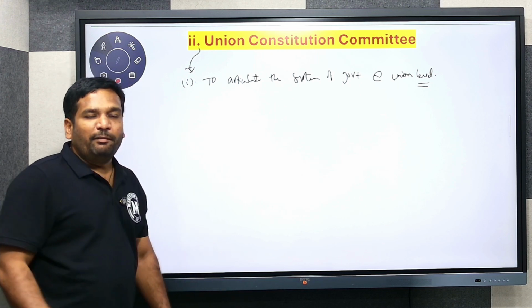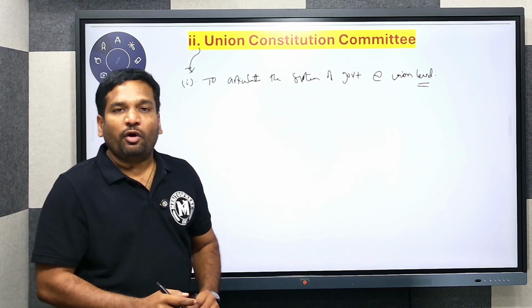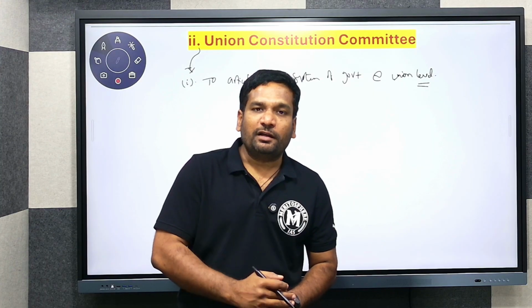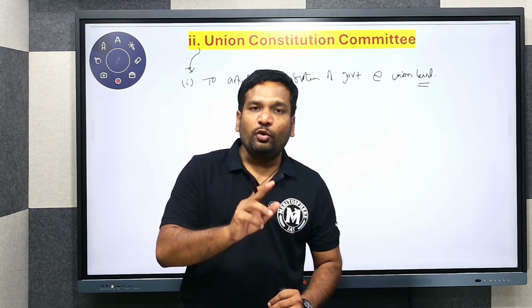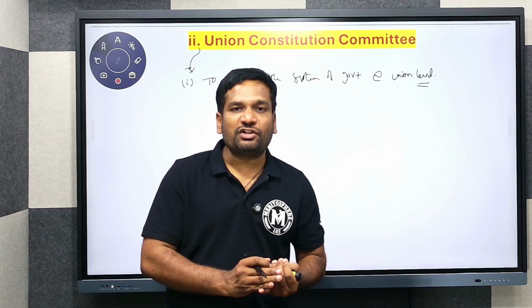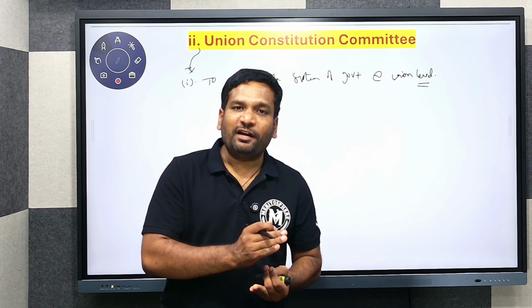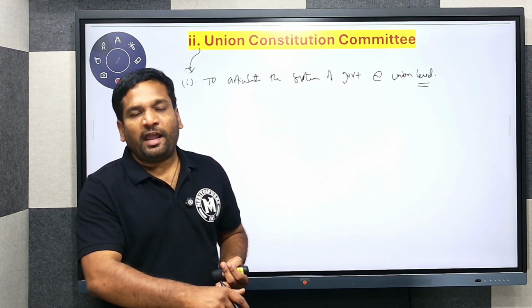Right. So the main purpose of this particular committee was to decide what type of government is suitable for the Indian Union. There are two types of government that are most prevalent across the world. One is the presidential system of government, like we have seen in the USA. Another is the parliamentary system of government, that we have today.